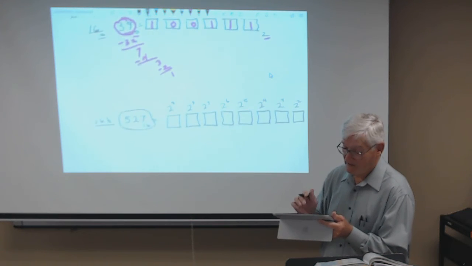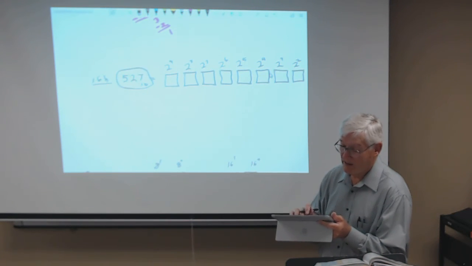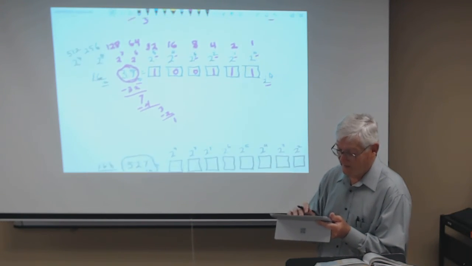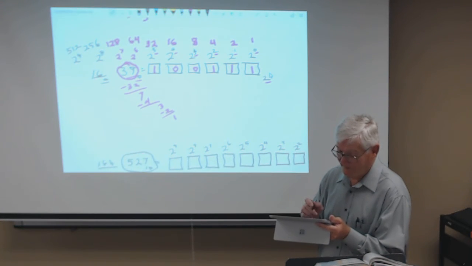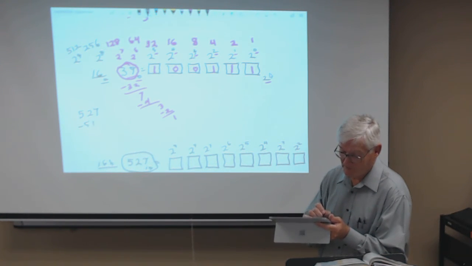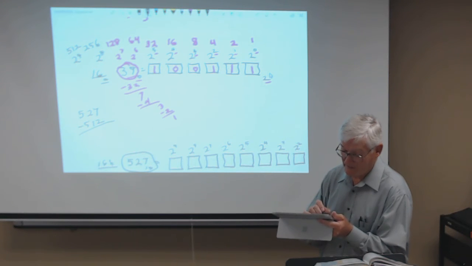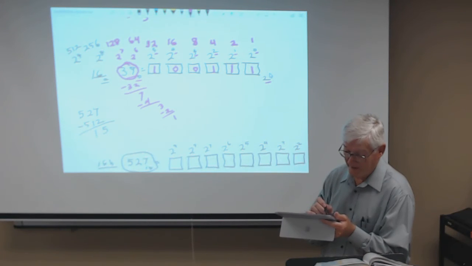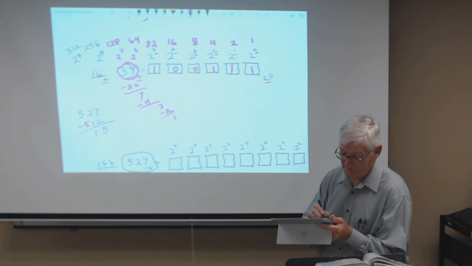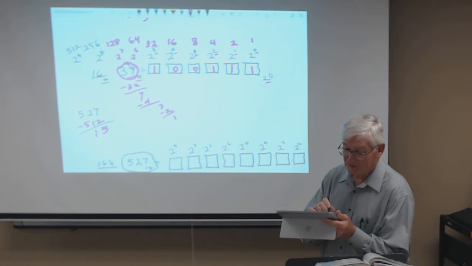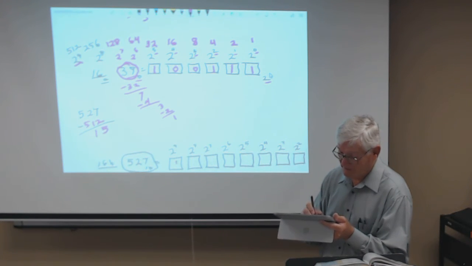So I take, let me put this down where you can see it. So I take 527 minus 512, and that leaves me with 5 and 1. I guess I should be doing this in red. So 527 minus 512 is 15. That was 2 to the 9th, so I have one of these.